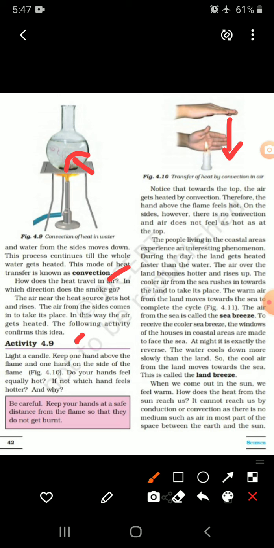You'll notice that towards the top the air gets heated by convection. Therefore, the hand above the flame feels hot. On the side, however, there is no convection and the air does not feel as hot as at the top.